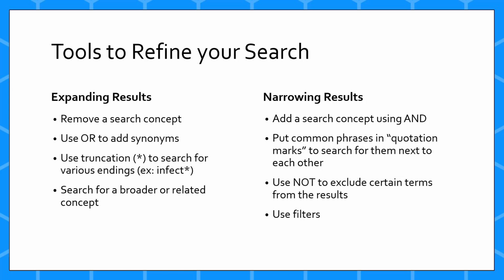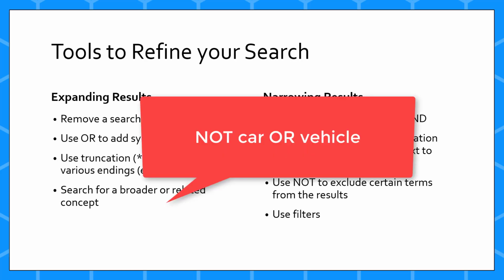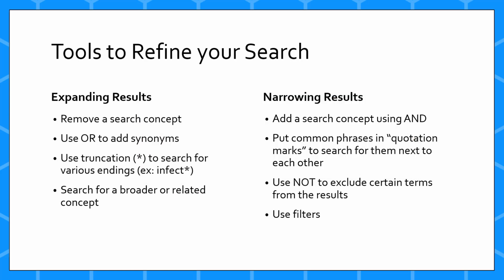For example, if you're searching for jaguars and getting a lot of results about cars instead of the animal, you can add NOT car or vehicle to remove these articles from your results. And finally, use the filters that are built into the database. These can help you focus the results based on article type, years of publication, or major topics.